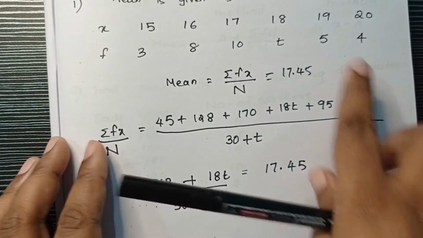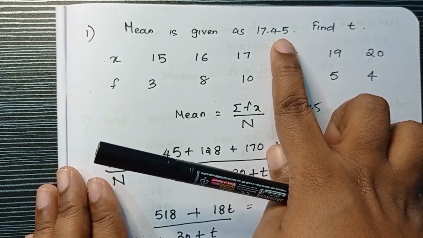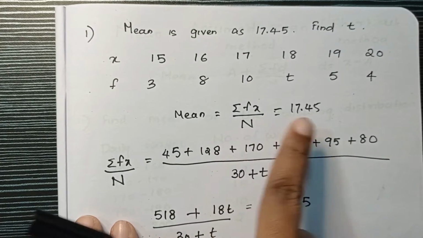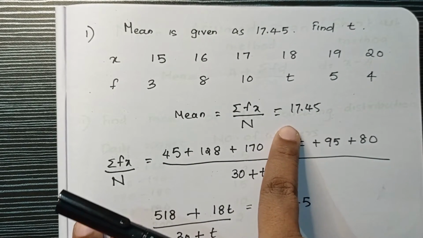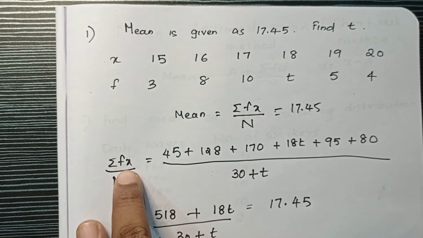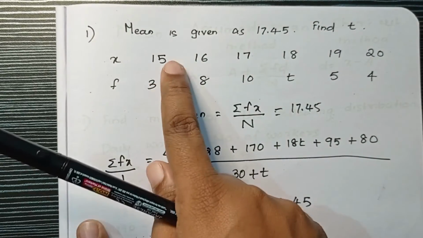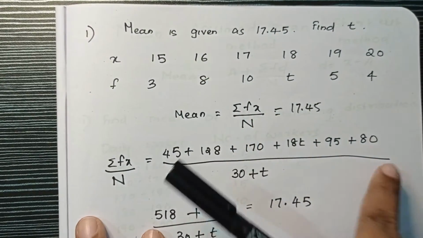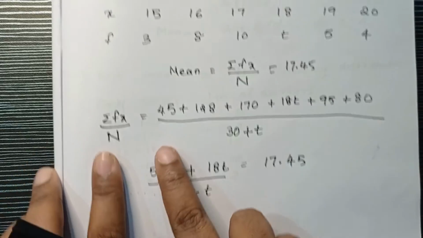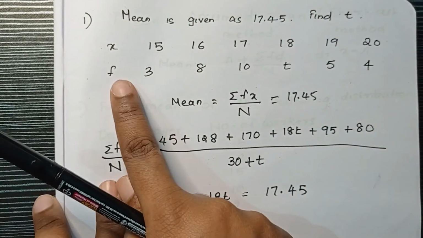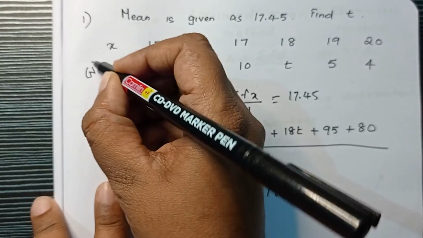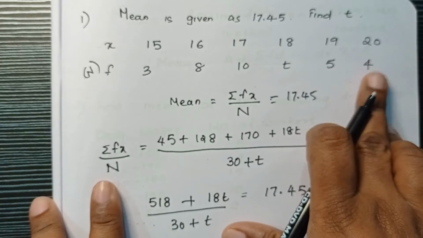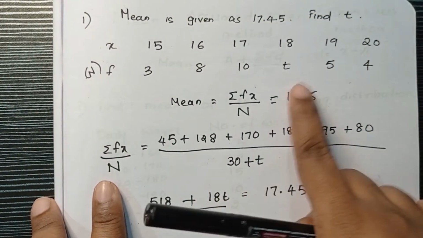See, what we have done in this question is the mean is given as 17.45. We have to find the t. So we know the formula summation fx divided by n, that is given in the question as 17.45. Now we have just found out summation fx. That is multiply 15 into 3, 45, 16 into 8, and so on. So we are taking the total of this, 518. Once we have found the total, we are finding the total of capital N, that is the frequency. This is capital N. Now we have to find the total of that. So 3 plus 8 plus 10 plus 5 plus 4, that is 30 plus t.